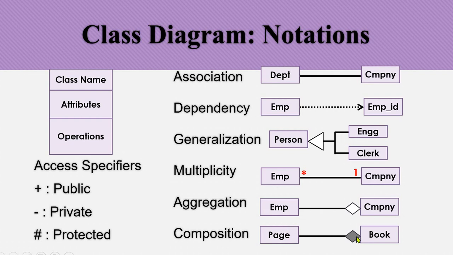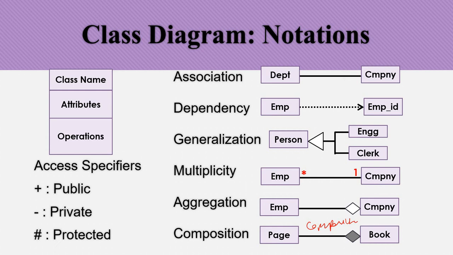So if the page is part of the book, only then does the page exist, otherwise page has no existence. So here we can say that page is an integral part of book. Without book, page cannot exist. So for this we will be representing a relationship of type composition. I hope you understand the difference between aggregation and composition.